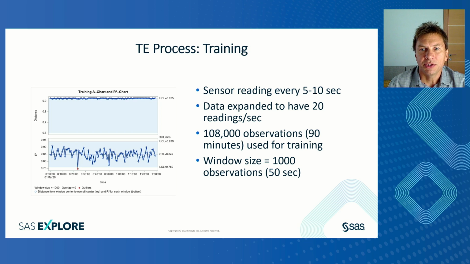On the top left, you see the training A chart, which shows the behavior of the process center. And on the bottom left, you can see the R-squared chart that shows the process spread volatility over time during the stable period.